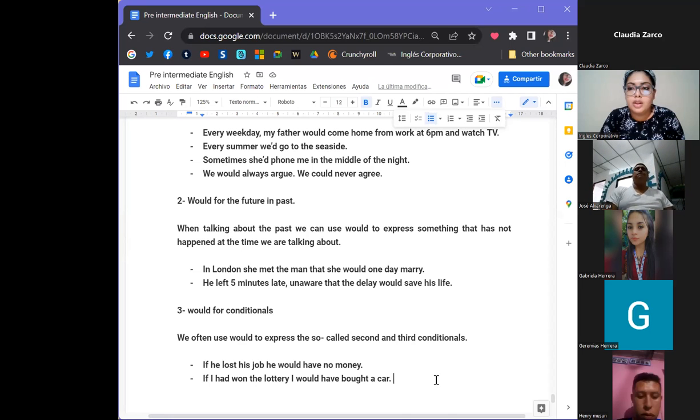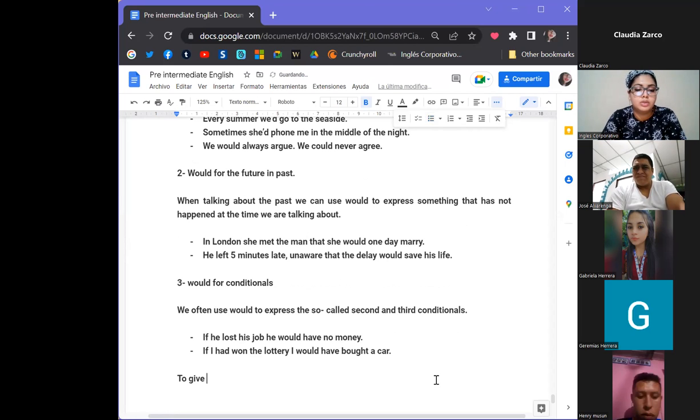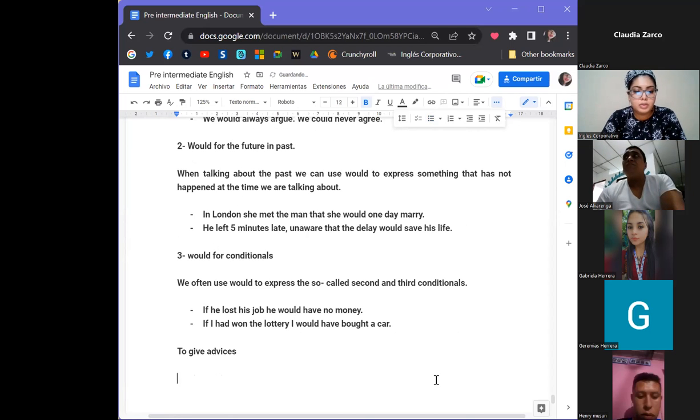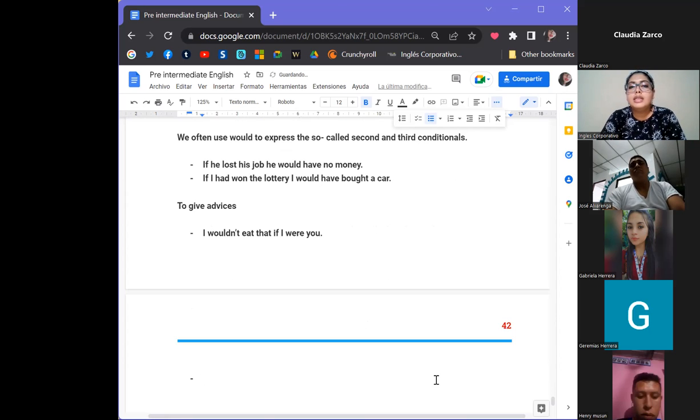So using the same structure for the conditional, we are going to give advice. We are going to use the same structure for that sentences to give advice. En este caso es dar como consejos. So we have the first one and it says, I wouldn't eat that if I were you. Yo no me comería eso si fuera tú. That is the advice. If I were in your place, I'd refuse. Si estuviera en tu lugar, lo rechazaría. And the last one, if you ask me, I will say you should go.